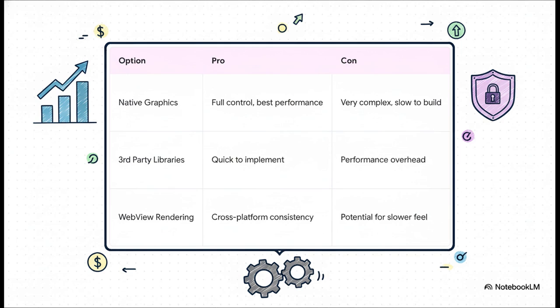So engineers have a few choices here, and each one has its pros and cons. They could use the phone's native graphics, which would give them the absolute best performance, but man, it's incredibly complex to build. Or they could use third-party libraries, which is way quicker, but you might take a performance hit. A really common solution is something called web view rendering, which basically runs a tiny web browser inside the app just to display the chart. And the big win there is you get great consistency across different phones.